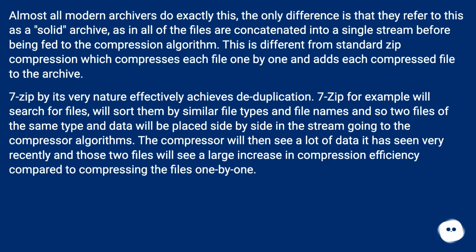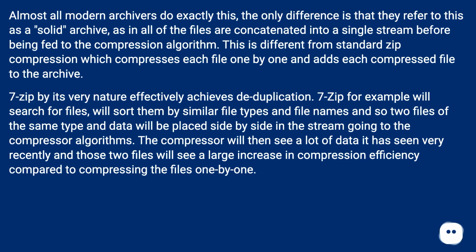Almost all modern archivers do exactly this. The only difference is that they refer to this as a solid archive, as in all of the files are concatenated into a single stream before being fed to the compression algorithm. This is different from standard zip compression, which compresses each file one by one and adds each compressed file to the archive. 7-zip by its very nature effectively achieves deduplication.